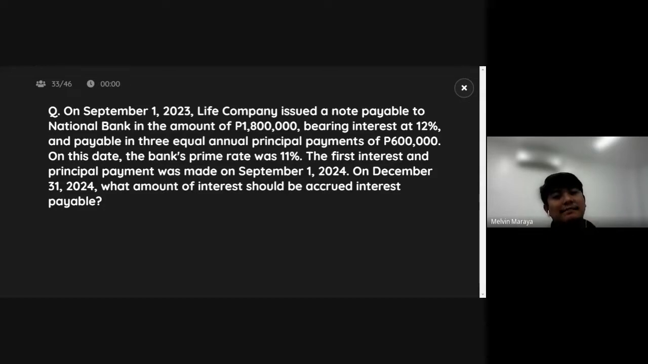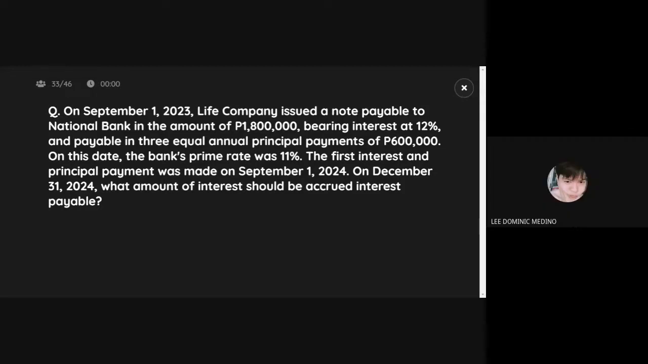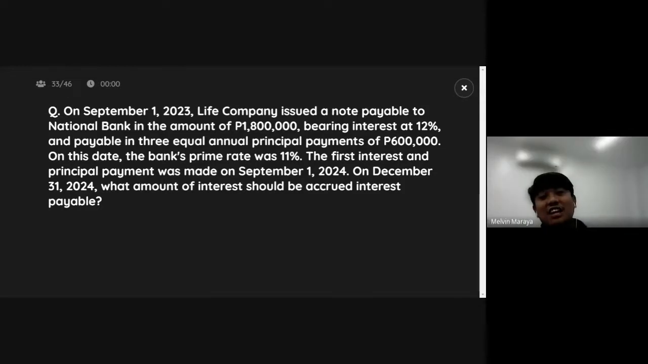So 1,800,000 minus 600,000, magkano na lang po yun, guys? 1,200,000. Okay, that is 1,200,000. From September 1, 2024 to December 31, 2024, that is how many months? That's 4 months. Yung tinatanong lang dito, yung hindi pa nababayaran na interest. Kaya bakit sir 4 months lang yung i-consider? Because from January to August, bayad na yon. Binayaran yon. Yung interest doon, binayaran.